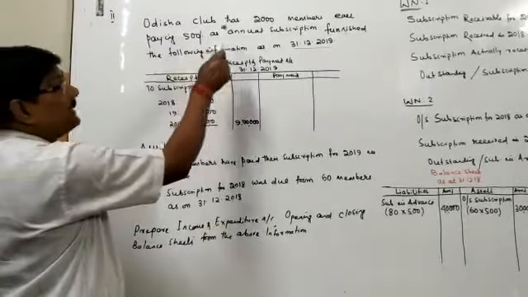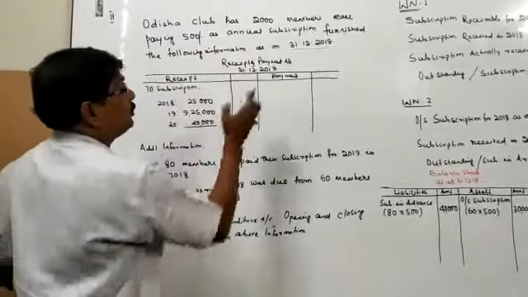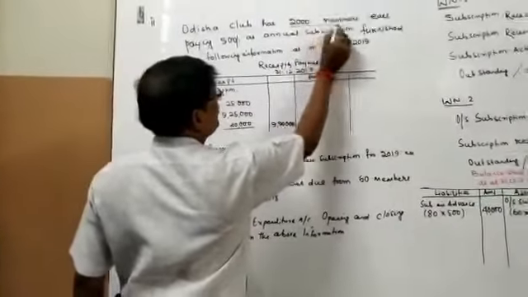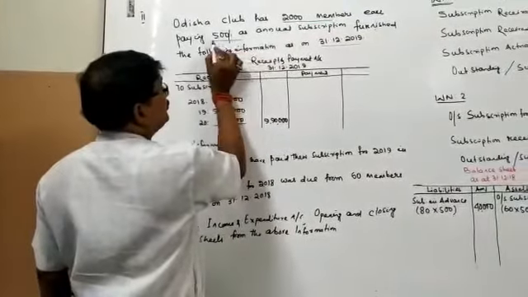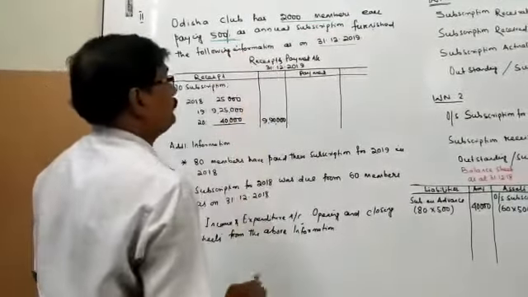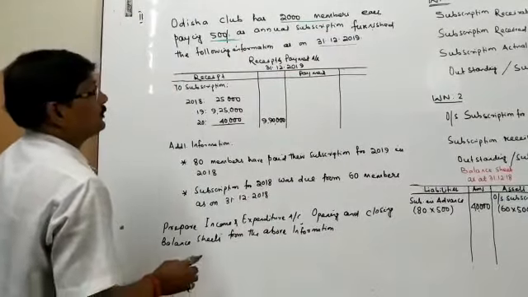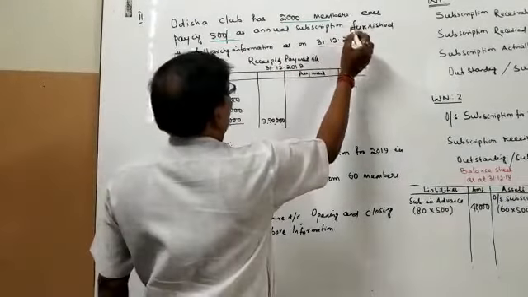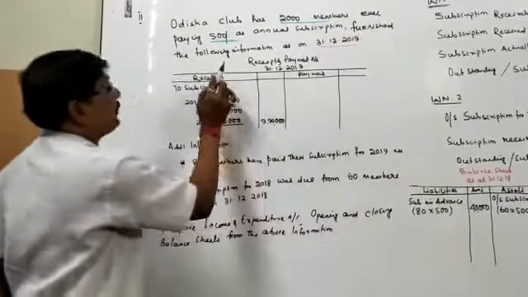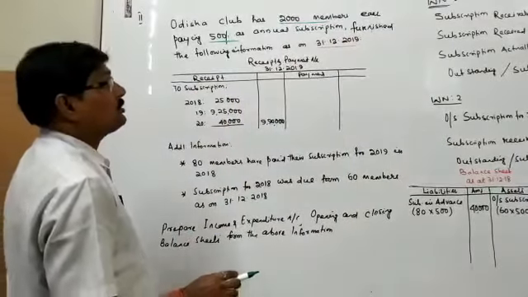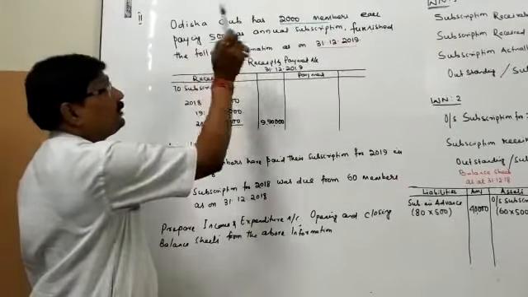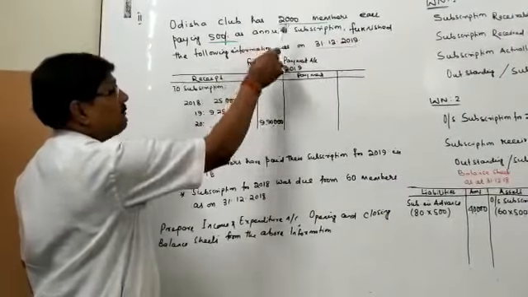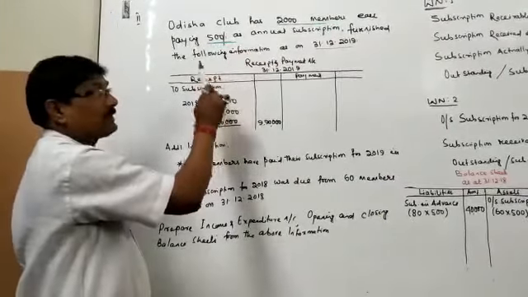Odisha club has 2000 members, each paying 500 per annum as annual subscription. Furnished the following information as on 31st December 2019. So Odisha club, which has 2000 members, each member pays 500 rupees per annum as subscription.